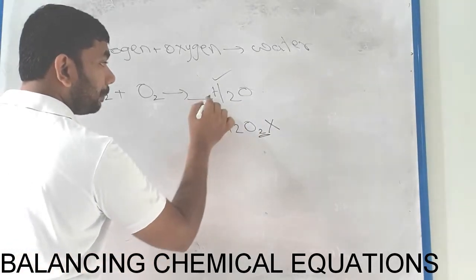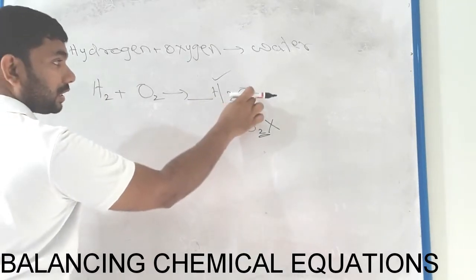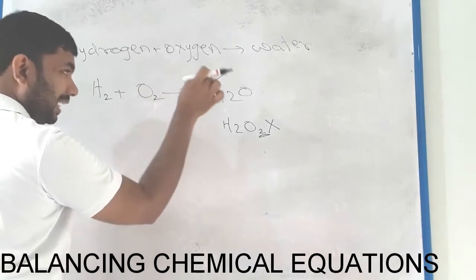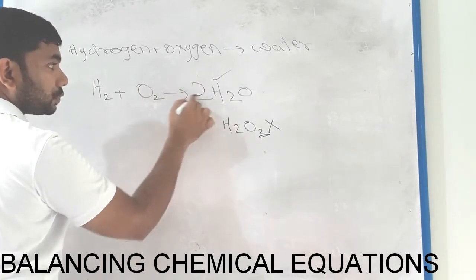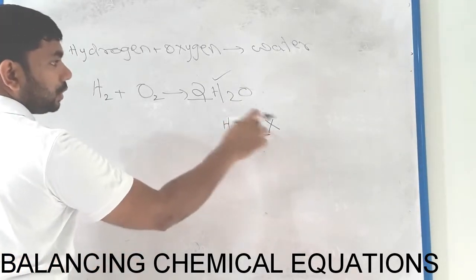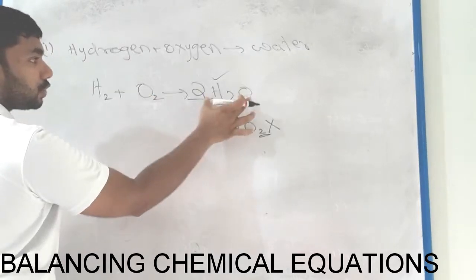You can put any number in the beginning, but don't change the formula here. You have 2 oxygen here, so you need 2 oxygen over here. So put 2 here, not here. So 2 H2O. Now the oxygen is balanced. Here 2 oxygen, here 2 oxygen.